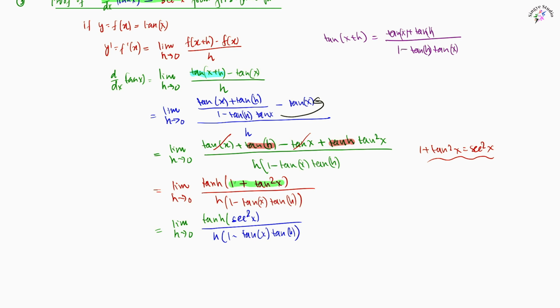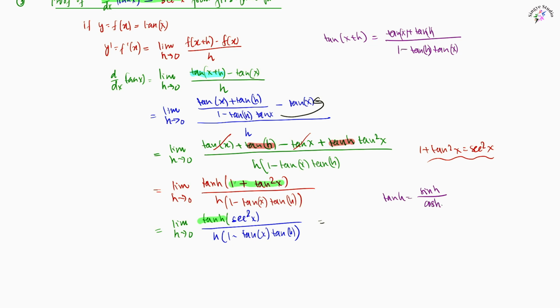Okay, now we have simplified enough, and if we try to apply the limit here, then when h tends to 0, this tangent h will approach 0, and this h will also approach 0, so it will be 0 by 0 form. So it is inappropriate to apply the limit right now. To make it easier, we will express this tangent h in terms of sine h and cosine h, as we know that tangent h can be written as sine h by cosine h.